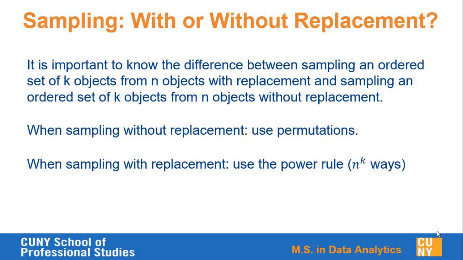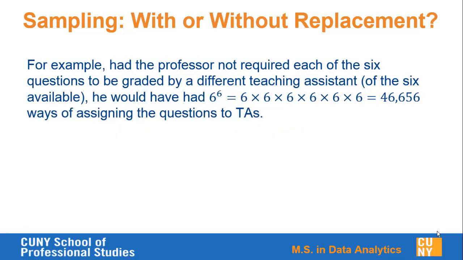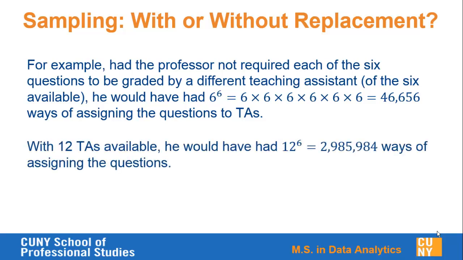So I mentioned sampling without replacement, right? We didn't assign the same TA to 2 questions. So when we're sampling without replacement, we will use permutations. If we're sampling with replacement, then the same TA could be chosen for multiple questions, for instance. Then we would have a case where you could have any one of the 6 TAs assigned to the first question, any one of the 6 TAs assigned to the second question, and so on. So you've got 6 choices in each slot, or 46,656 choices. So only 720 of those 46,656 choices has 1 TA for each question. With 12 TAs available, you'd have over 2 million, almost 3 million ways of assigning the 6 questions.